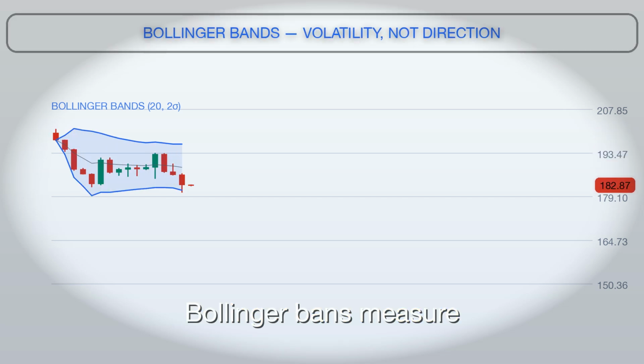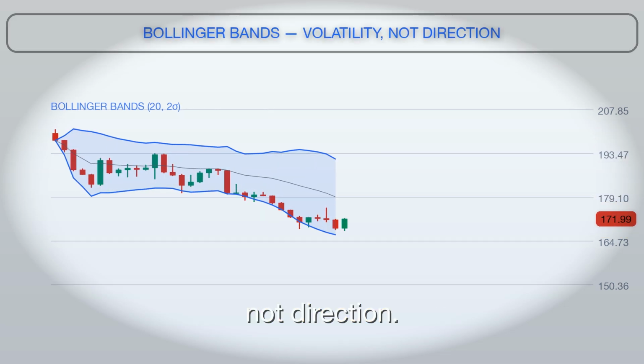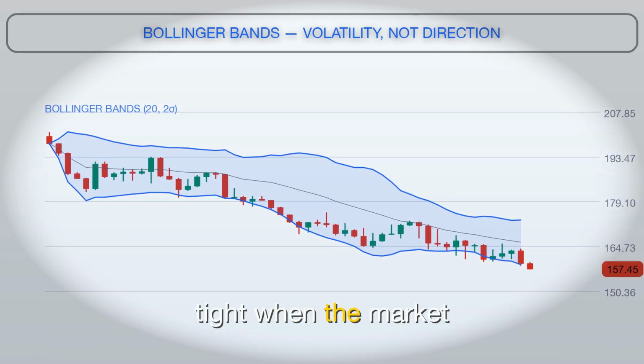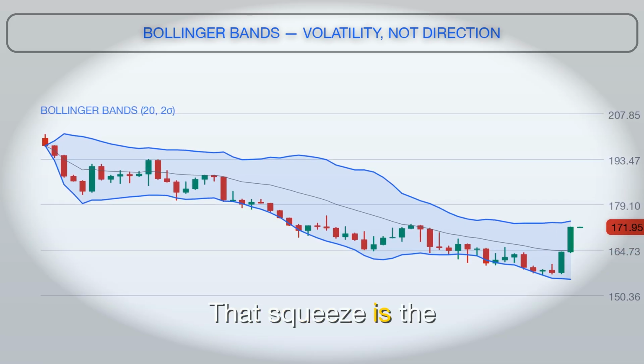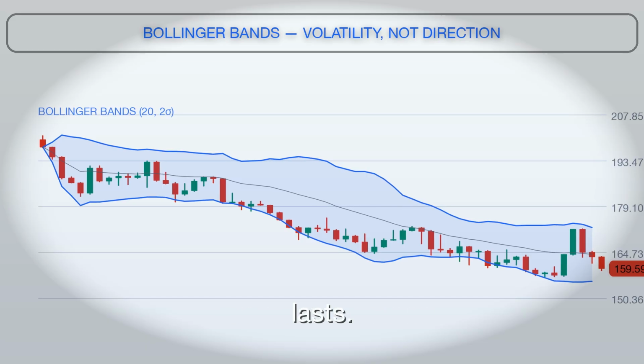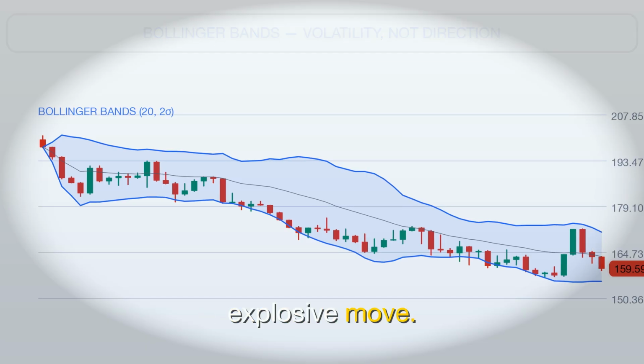Bollinger Bands measure volatility, not direction. They expand when price moves fast and squeeze tight when the market goes quiet. That squeeze is the important part. Low volatility never lasts. It's the calm before an explosive move.